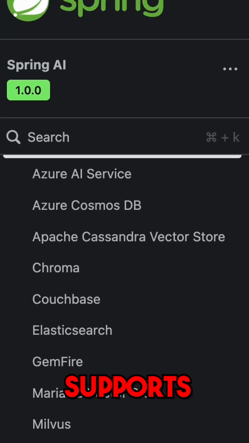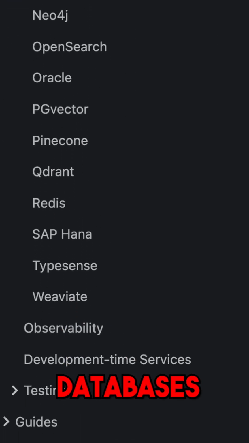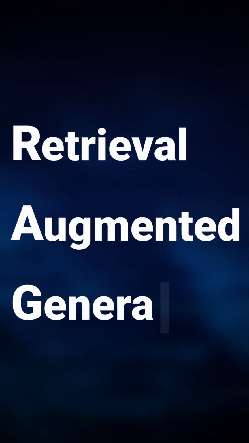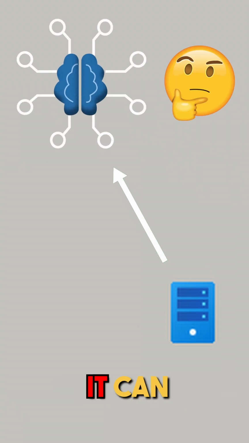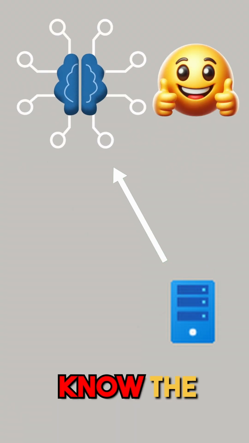Reason number three, extensive vector support. Spring supports more than 15 vector databases out of the box. That makes it super easy to set up RAG, which stands for Retrieval Augmented Generation. In simple terms, it means giving your LLM access to your own data, so it can answer questions it normally wouldn't know the answer to.